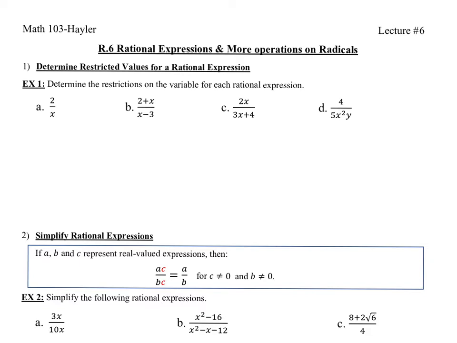So, for the first objective, we have determine restricted values for a rational expression. So what does restricted mean for rational expressions? Well, in general, the word restricted means something you're not allowed to have, right? So for math problems, sometimes you might be able to put a number into the problem that would make the problem undefined. Undefined means, well, there's no definition for it. So we want to avoid things that we don't know how to define. All right, so that's what we're trying to do. We're going to look at these and figure out what values we need to restrict.